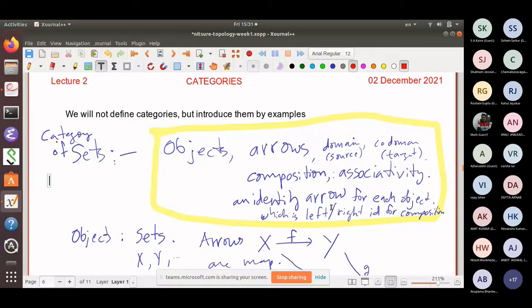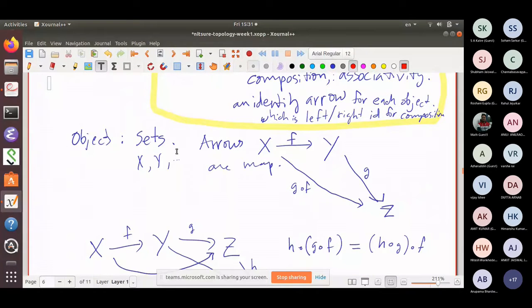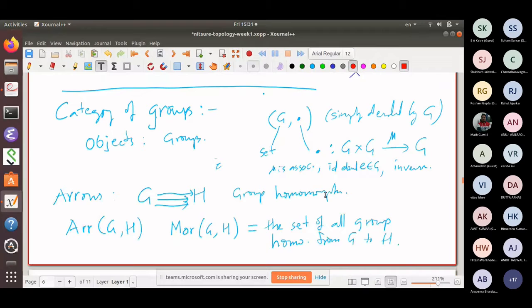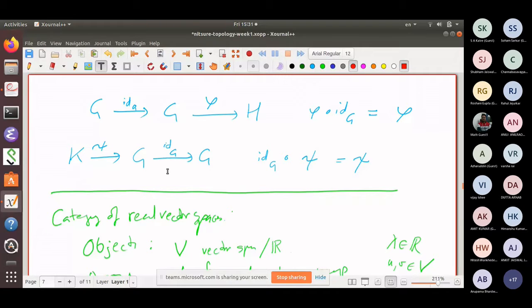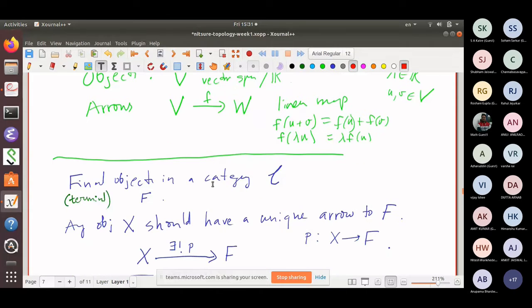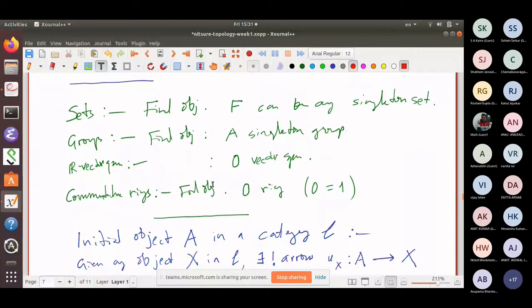So we had the category of sets, whose objects were sets, arrows were maps, composite was composition of maps. And we had the category of groups, whose objects were groups and arrows were group homomorphisms. We had the category of real vector spaces, whose objects were vector spaces over R and arrows were linear maps. And we had the category of commutative rings, whose objects were commutative rings and whose arrows were ring homomorphisms.